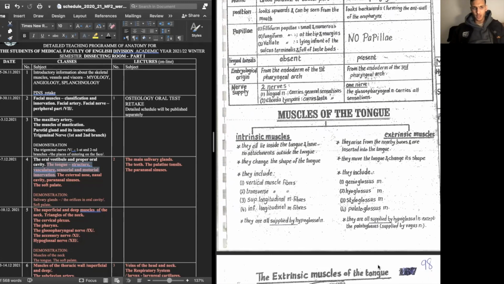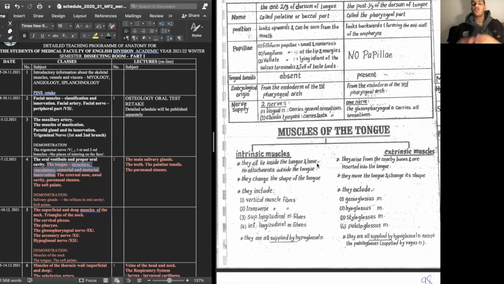Muscles of the tongue. You have to know the intrinsic muscles and the extrinsic muscles. The intrinsic muscles are the ones found inside the structure of the tongue. The extrinsic muscles are external, and they control the tongue, pulling and pushing it to generate motion in different directions. The intrinsic muscles all lie inside the tongue, with no attachments outside it. They change the shape of the tongue. You know how people can make shapes with their tongues? That's the function of the intrinsic muscles.